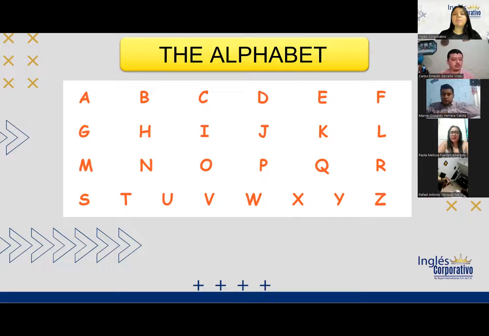My second name, mi segundo nombre, o puede decir my middle name también. My middle name is Antonio. A-N-T-O-N-I-O. Yes. And my last name is Vasquez. V-A-S-Q-U-E-Z.